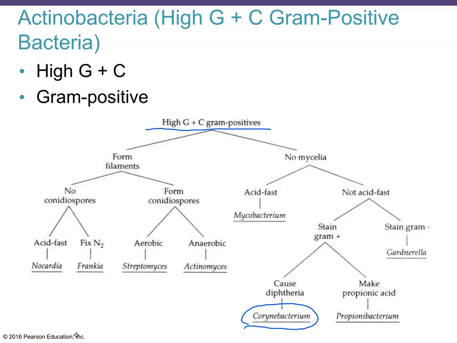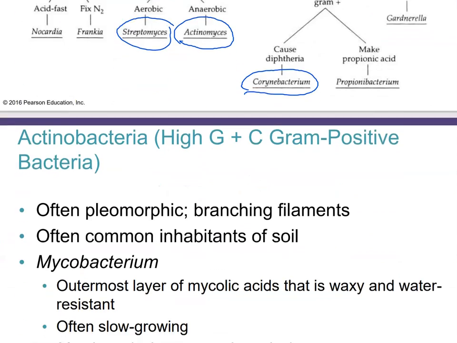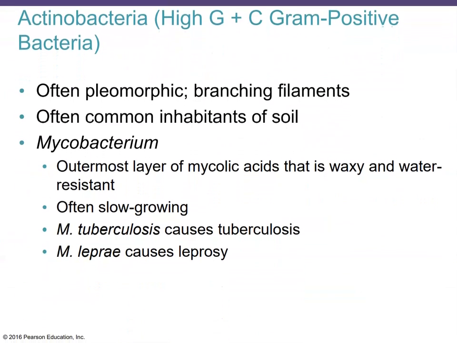Propionibacterium, will not hear too much about it. Gardnerella, also not so much. Actinomyces and Streptomyces species, they're important sources of antibiotics, and we will cover them in a different context. So they're not covered as pathogens, but as sources of antibiotics. And then we have Frankia and Nocardia. You will not hear too much about them, but let's take a look at them.